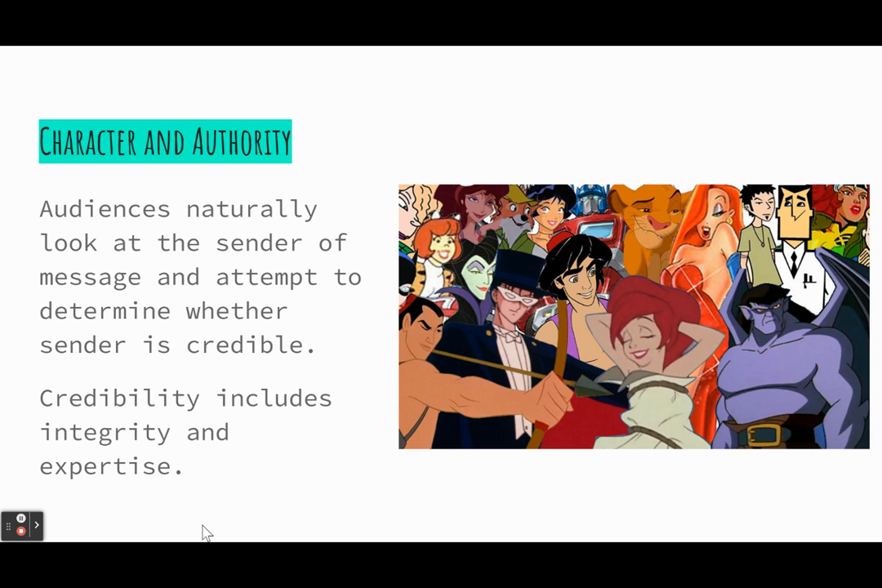Audiences are going to look at the character, and they're going to determine whether the sender of a message is credible. And that credibility might well depend on integrity and expertise. It might simply be on the mood or whatever else. If everything's a comic, if everything's a joke, credibility is gone.